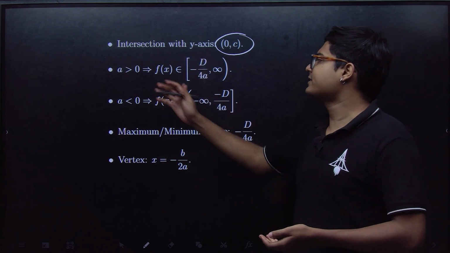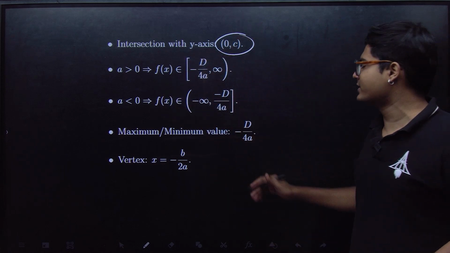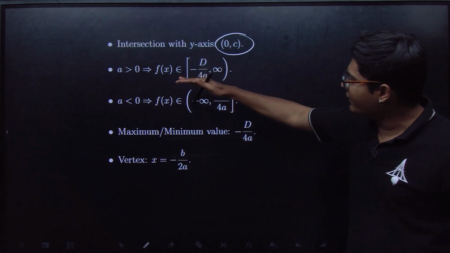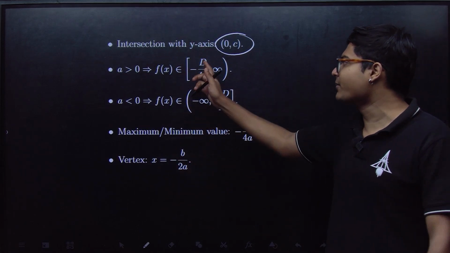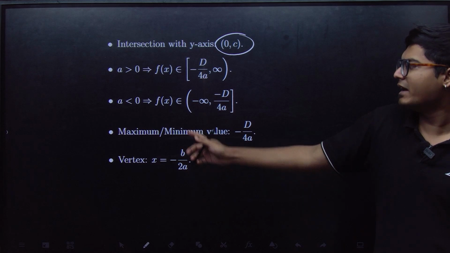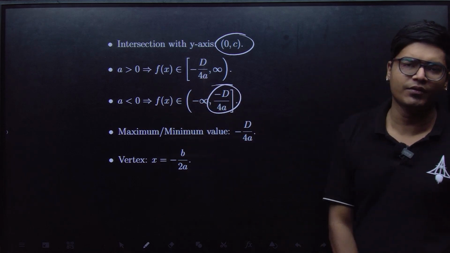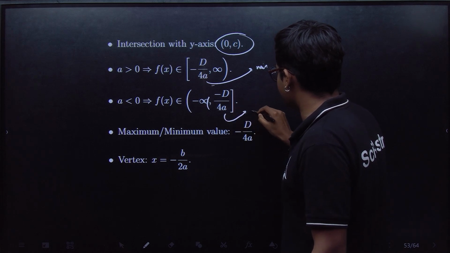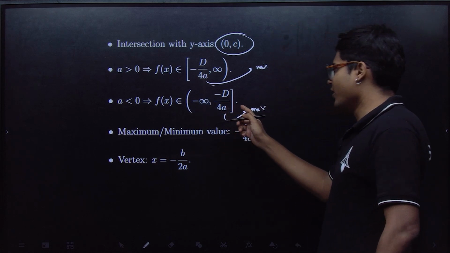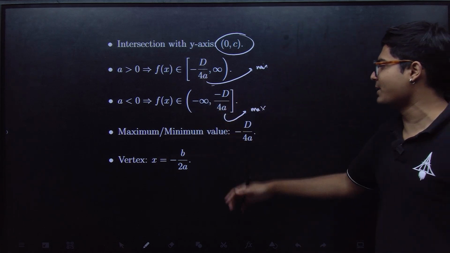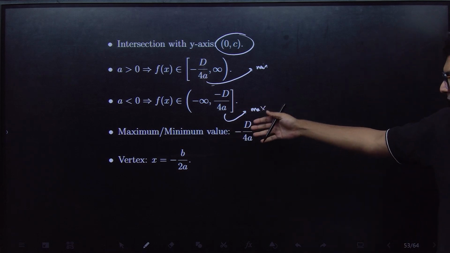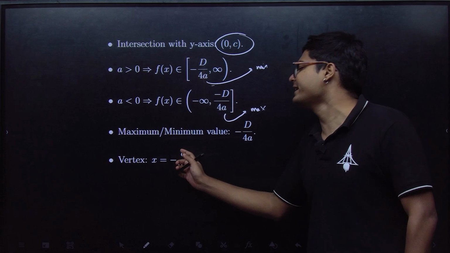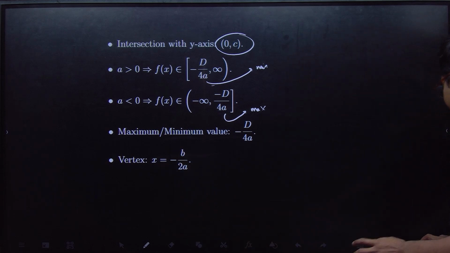Now if a is greater than 0, then f takes all values greater than or equal to the y value of this vertex. So it starts from minus d by 4a all the way till infinity. And if a is negative, then this is the maximum value. So this is the minimum value in one case, and this is the maximum value in the other, and it will take all values from minus infinity till minus d by 4a. So the minimum or maximum value, depending on the sign of a, is this quantity, and the point where it takes the maxima or minima is minus b by 2a, the vertex of the parabola.